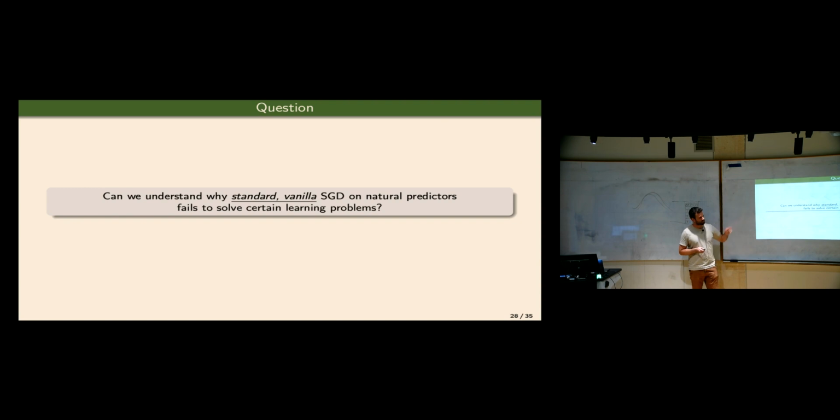Yes, I should have said this after I switched to this slide. So can we understand why vanilla SGD, on natural predictors, fails to solve any classical learning problems?